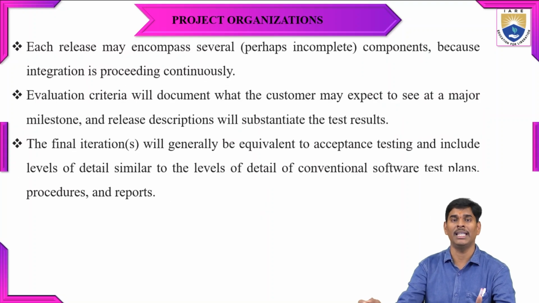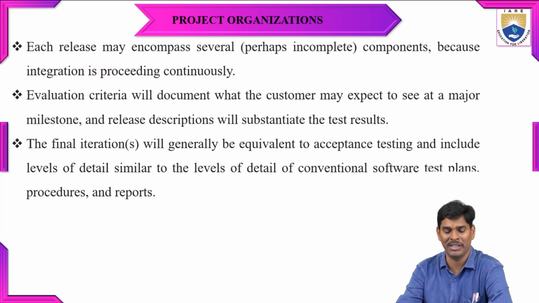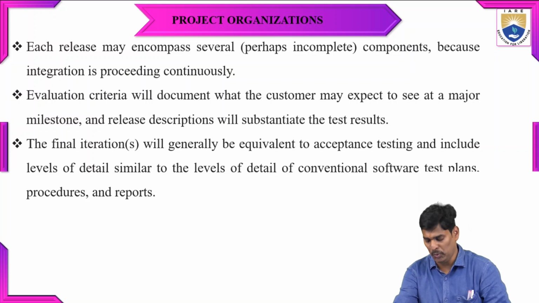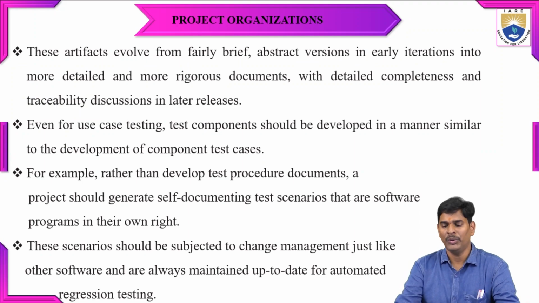What are the results of the releases? Different types of releases, we have the documentation. And each release may encompass several components. So they need to check what the different types of components are that they are going to implement and how this will be evaluated. So here, this is the major milestone, and the release description must be there with the test results, and final iterations will be there. They need to accept the testing and they need to include the different types of test plans, procedures and reports. And also the different abstract versions in detail of the documentation for the completeness and the testability for the later releases.